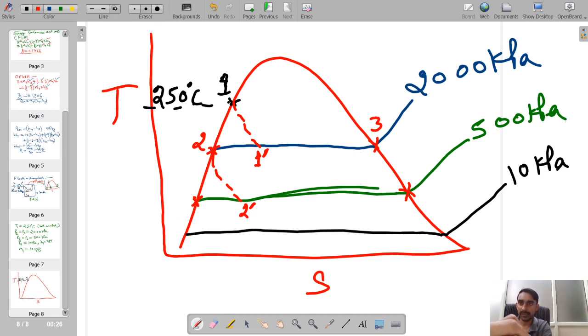Okay, so now what I will do, this is our point number 6 and this is our point number 5 as per our block diagram. Now what we have at the exit of the turbine, it is already given that quality is 78%. So let us consider this is the point corresponding to 78% quality. So this is my point number 4.